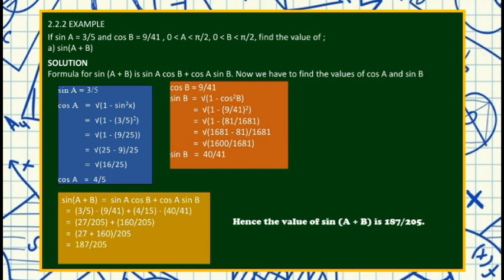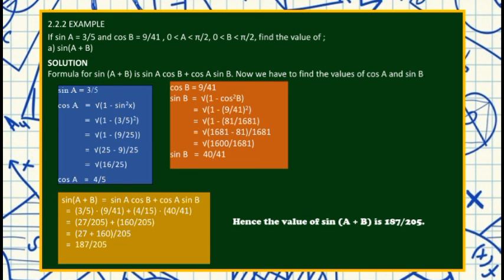Sorry, for sin B, we use the formula square root of 1 − cos² B, which is square root of 1 − (9/41)². So we get the answer square root of 1600 over 1681. We solve the square root, and the sin B value is 40 over 41.